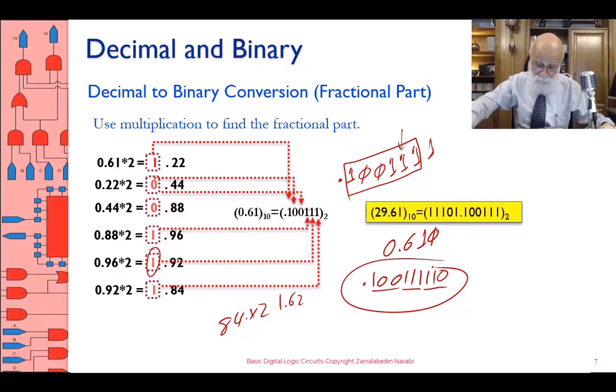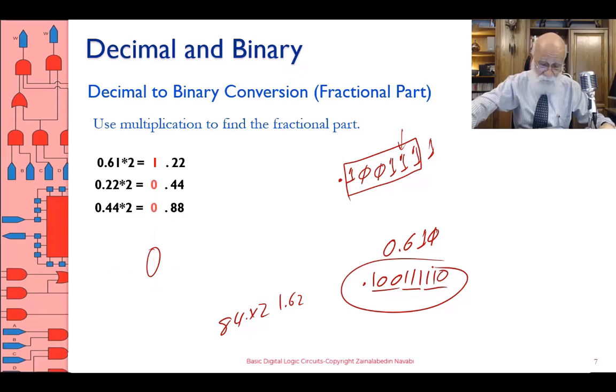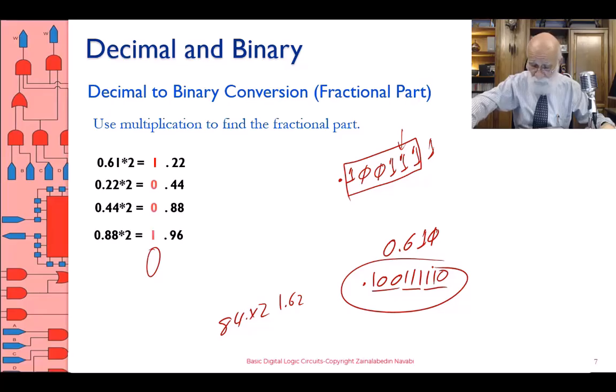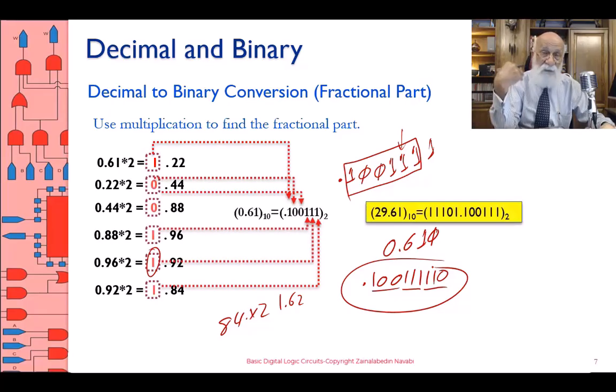All right, putting the two parts together, meaning the previous one, slide 6, and this one together, the decimal number was 29.61. The integer part was 29, and the fractional part now I have 11101100111. The same way that I said that you can take the number and keep subtracting weights from it, I can do the same thing here.